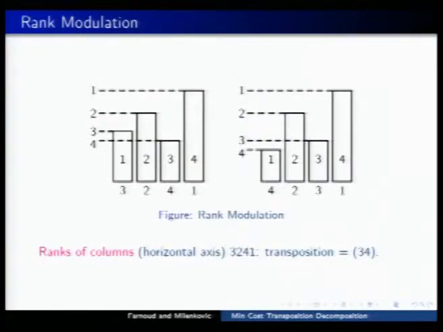I'm going to just show you rank modulation in flash memories. In flash memories, the way that you encode your information is using a permutation. These are different cells in your memory, and they have different charges. You rank the charges. For example, this is the highest charge, this is the second highest charge, and then you get a permutation for the cells that you have.